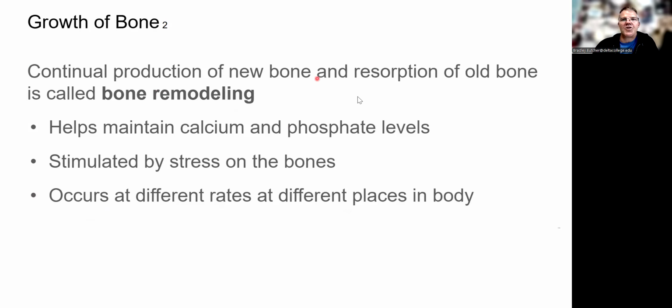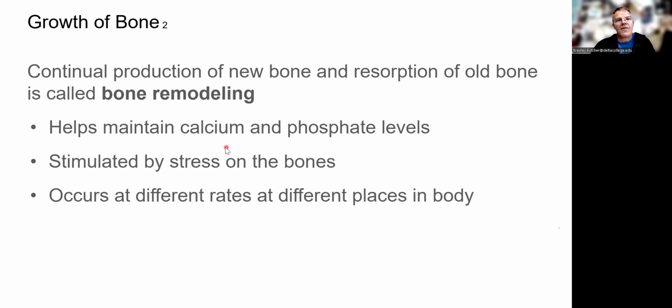Continual production of new bone and reabsorption of old bone is called bone remodeling. This helps maintain calcium and phosphate levels. So that homeostasis we were talking about before, your body in many places needs calcium. It needs phosphate for muscles, for energy. And so we need a steady state of calcium and phosphate flowing through our blood so that any of our cells can use it at any time.